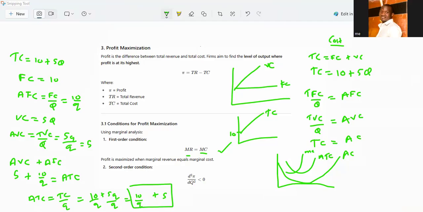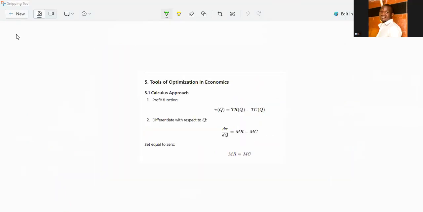So profit, we said, is simply the difference between what? The total revenue minus the total cost. So suppose we're given our price as 170 minus 5Q. And we're given our total cost as, let's say, 40 plus 50Q plus 5Q squared.